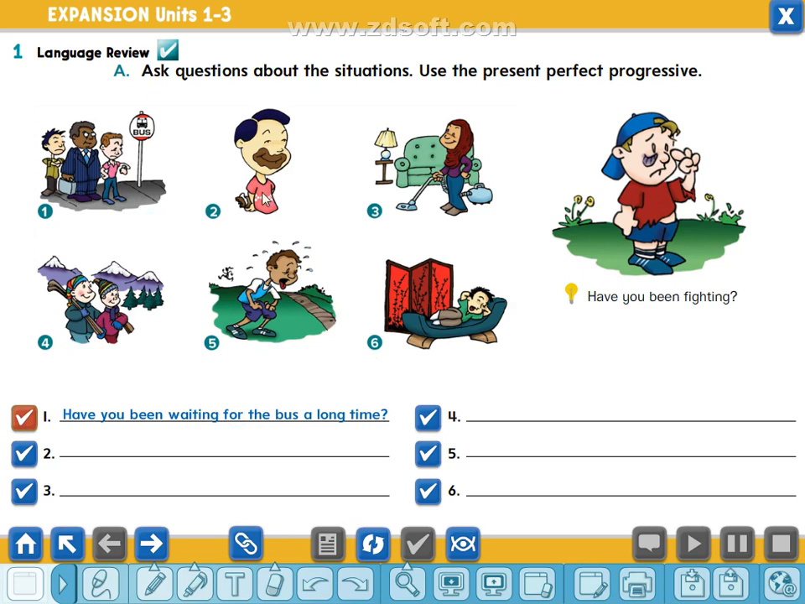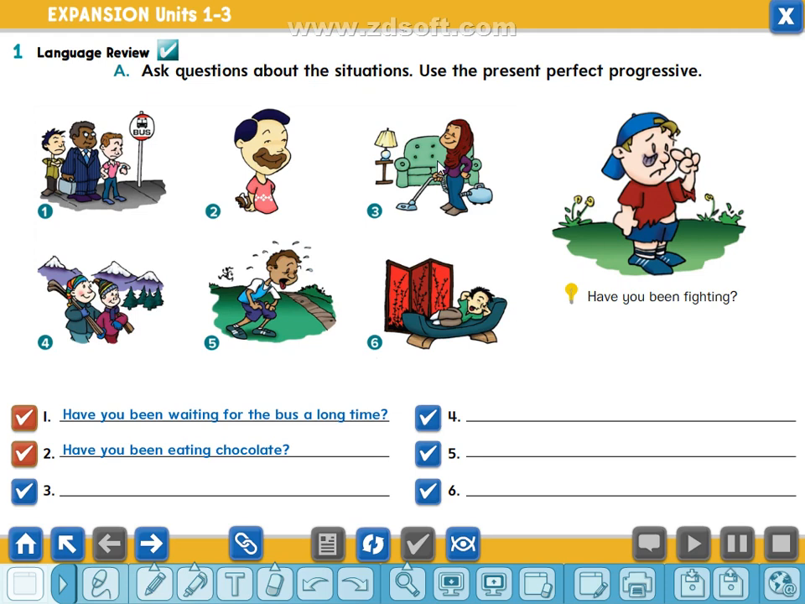Picture 2. What can you see in this picture? Yes, that's right. A boy has been eating chocolate. So I can ask him a question in the present perfect progressive tense. Have you been eating chocolate?